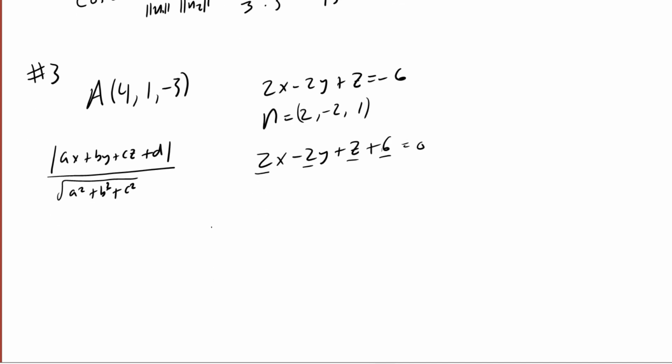Okay, so I start plugging numbers in. So I have 4 times 2 that's 8, 1 times -2, -3, plus 6 over the norm of the normal, which I know is going to be 3. So that's 8 minus 2 is 6, 6 minus 3 is 3, plus 6 is 9, over 3. The answer is 3. So the answer choice was D.